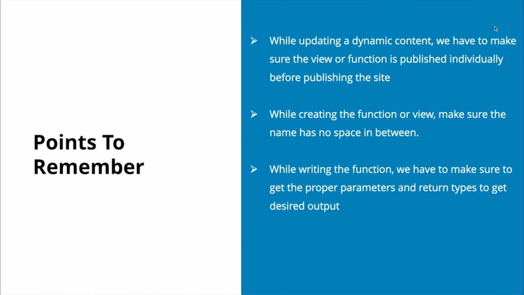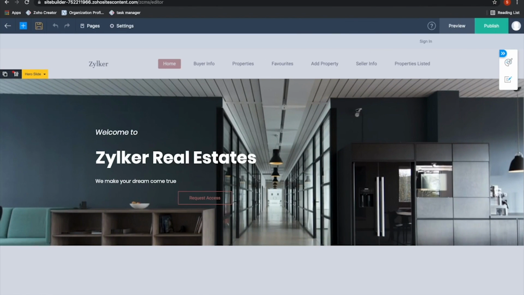And the next one is, while creating a function or a view name, we have to make sure that there's no space available in the name field. If not, the function won't get created. And while writing a function, we have to make sure there's a proper setup for parameters and return types, so that we can get the desired output. So the parameters and return types of the functions can be set from here.